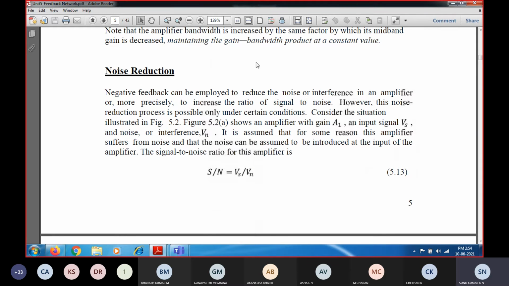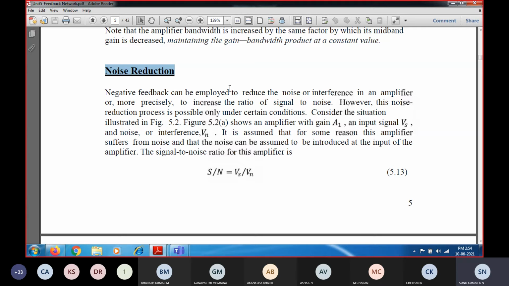Now we need to see the next important property of negative feedback, that is the reduction of noise, or noise reduction. That is about how, on employing negative feedback, it is going to reduce the noise or increase the signal quantity. So increasing the signal strength will be considered as a reduction of noise.